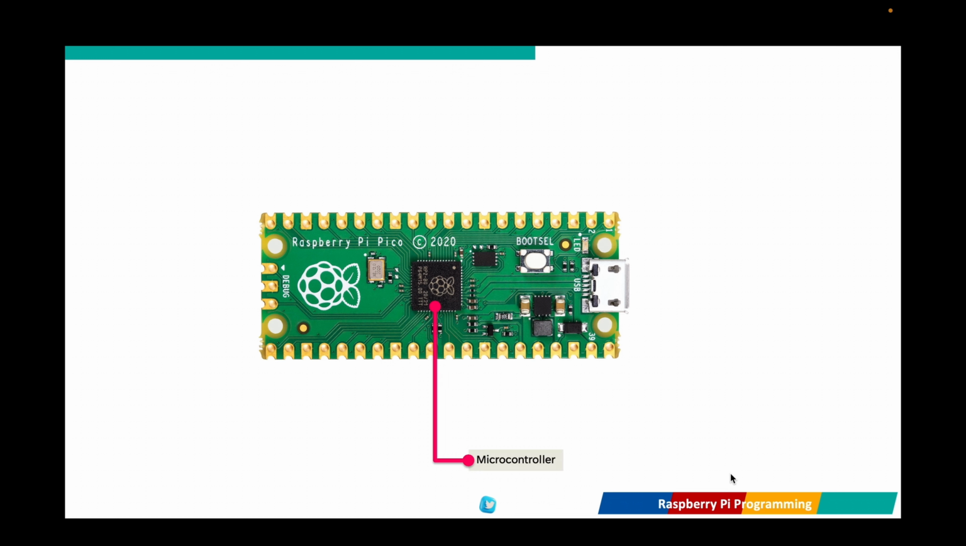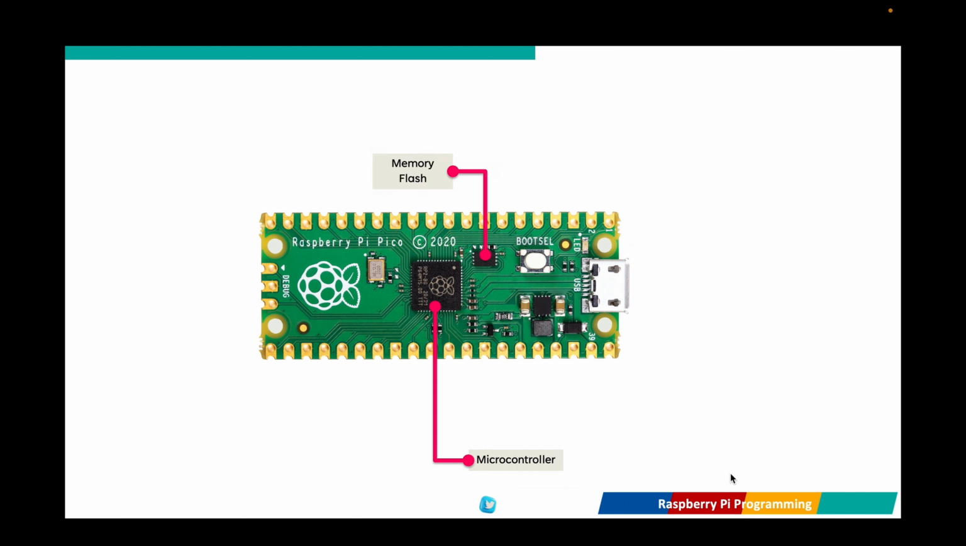The main microcontroller is the processor RP2040, which is the Raspberry Pi microcontroller. It is a custom-built dual-core ARM Cortex M0 processor running at 133 MHz. Unlike Raspberry Pi 4, which runs on an operating system, the Pico executes programs directly from its flash memory, making it ideal for real-time processing tasks like sensor interfacing and motor control.